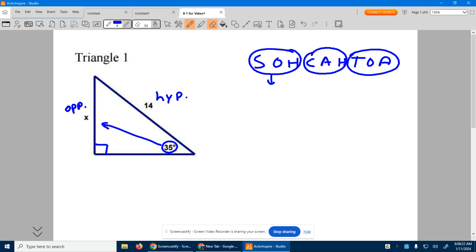So what they've set up for us, this is called the sine. So we're going to have the sine of the angle. I always put it over 1 equals. It says you have to do the opposite. You have to do what's there, which is x. It'll equal x divided by, then the hypotenuse on the bottom, 14.